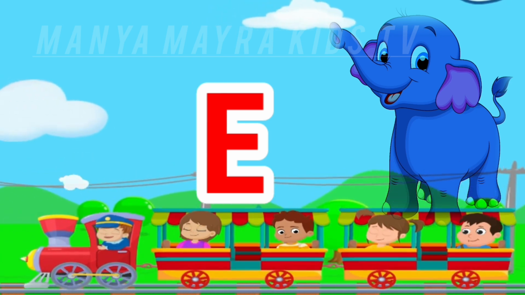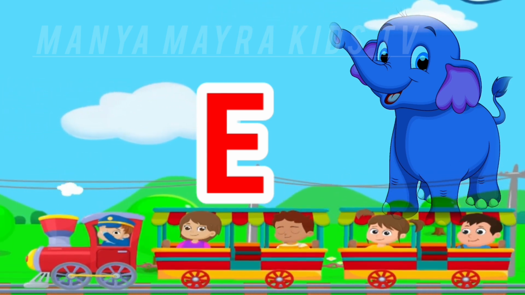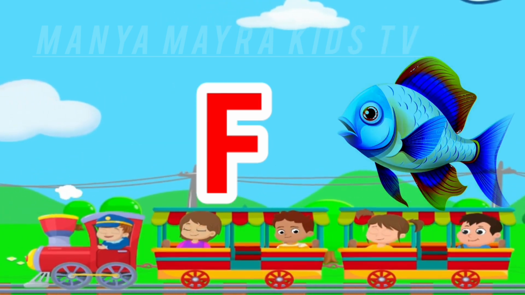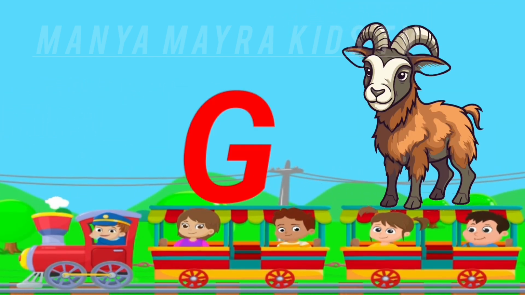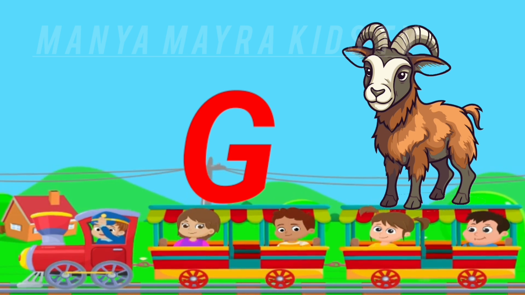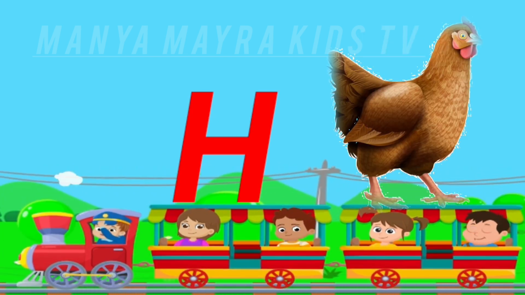E for elephant, elephant means hathi. F for fish, fish means machli. G for goat, goat means bakri. H for hen, hen means murgi.